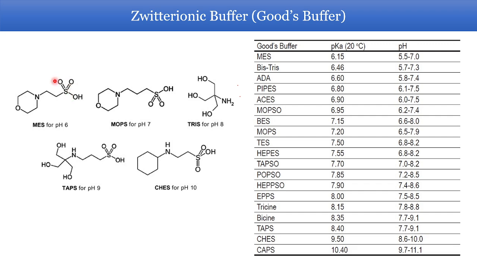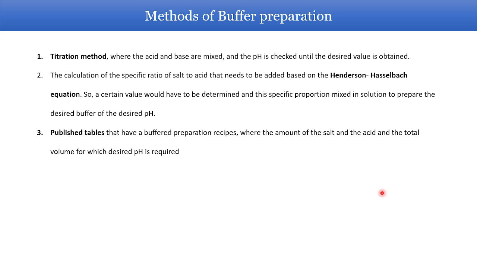Okay, so a few examples include MES at pH 6, you have MOPS at pH 7, you have Tris at pH 8, you have TAPS at pH 9, and CHES at pH 10. Okay, and there are other Good's buffers as well that have a different buffering capacity and buffer range, and you can use them if you want to use a zwitterionic kind of buffer, but this is just for your information.